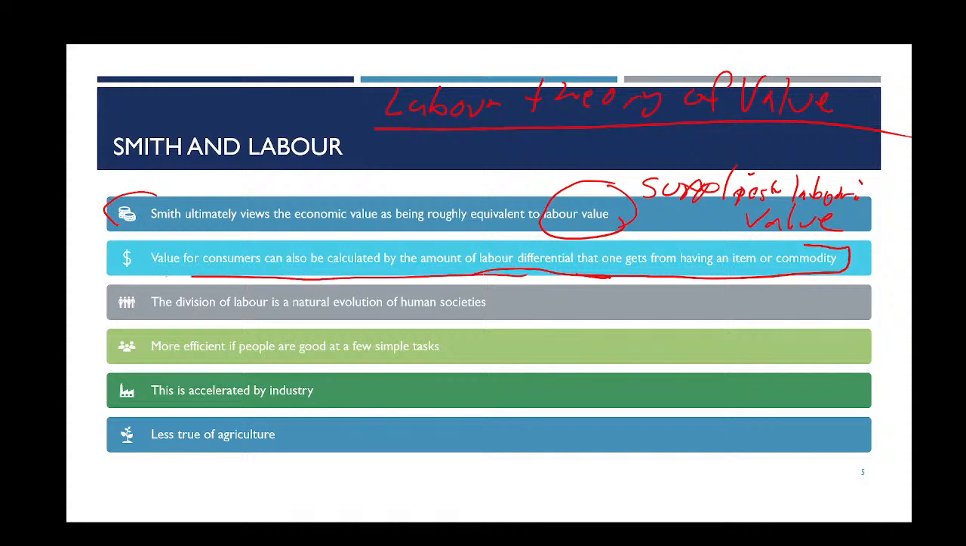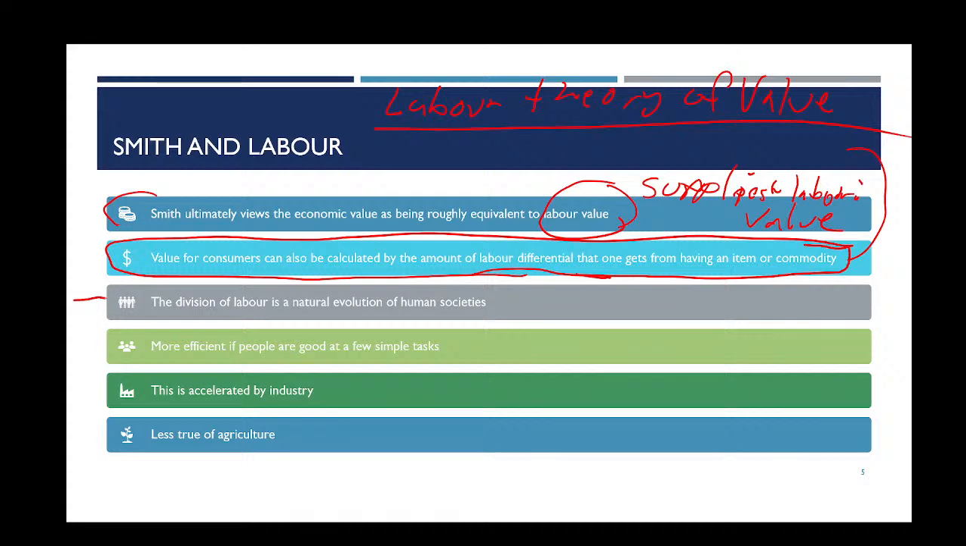Another way that Smith thinks of it is the labor differential that one gets from having an item or commodity. So another way of thinking of value in a classical system is how much time and energy you save by buying that thing. Even something as simple as a candle: how long would it take you to make a candle, plus the supplies? That's inherently the value of it. So it's the labor that goes into it. How much labor are you saving, ultimately, by buying that product instead of making it yourself?